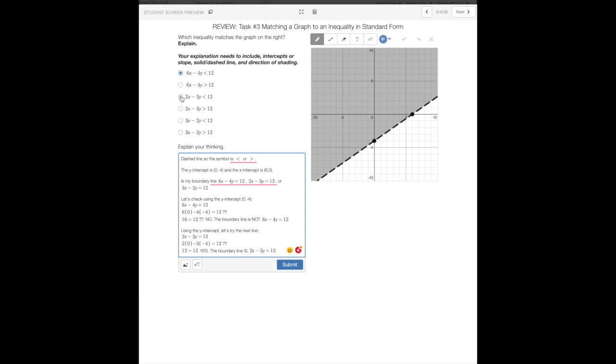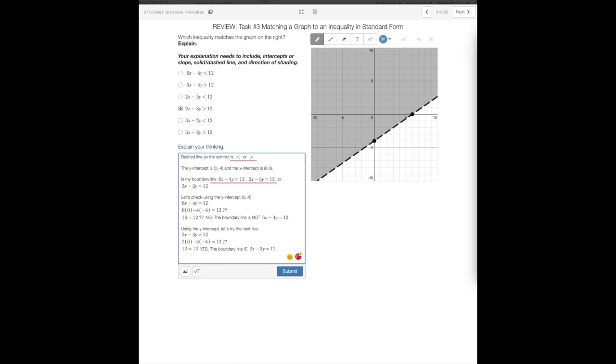So now I know it's either this answer or this one at this point. I've already eliminated this one and that one. Now, to determine shading, I'm going to use a test point.